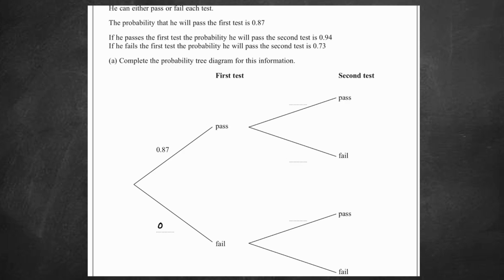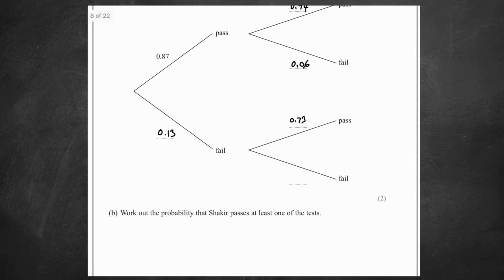So the probabilities always add up to 1, so I'm going to start by filling in the 0.13. So we're saying if he passes the first, he will pass the second is 0.94, which means this is 0.06. And then if he fails the first, the probability he will pass is 0.73, which makes this last one 0.27.